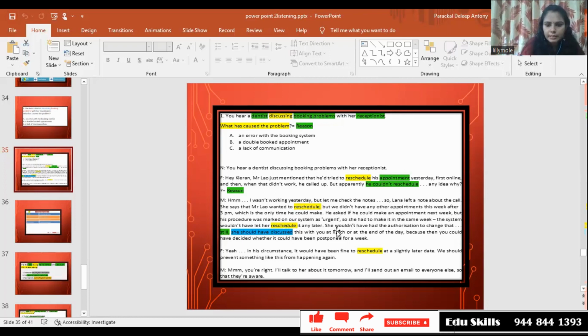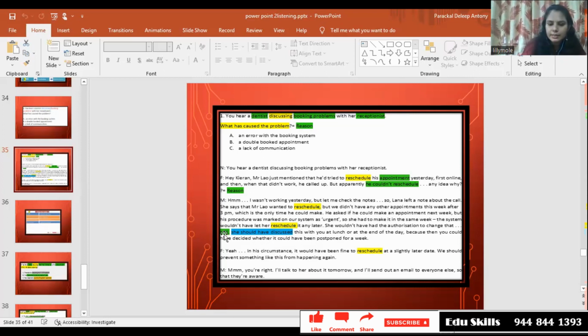But he said, she wouldn't have the authorization to change it, and the receptionist also has no authorization. But "still" is the key point here. Still means that there is a possibility. She should have discussed this with you at lunch or at the end of the day. That means there is a possibility if she discussed it.